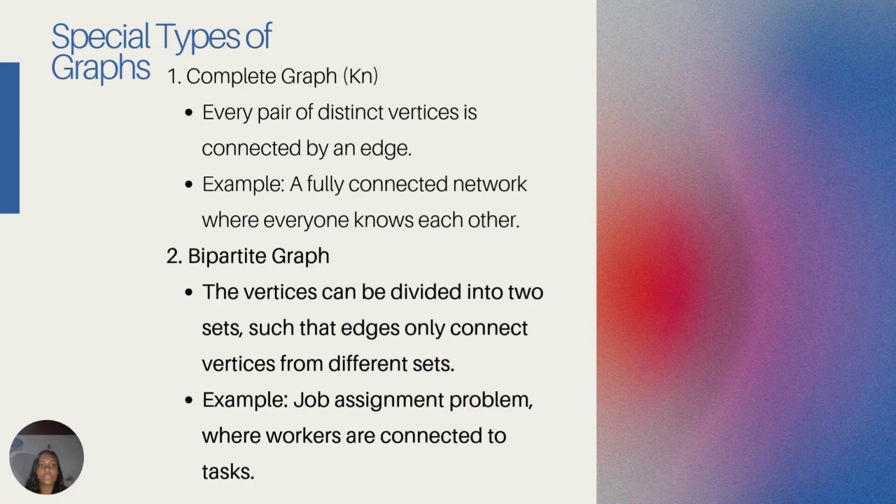Special types of graphs. The complete graph is the first special type of graph. Every pair of distinct vertices is connected by an edge. As an example, a fully connected network where everyone knows each other. Bipartite graph, the vertices can be divided into two sets such that edges only connect vertices from different sets. As an example, a job assignment problem where workers are connected to tasks.